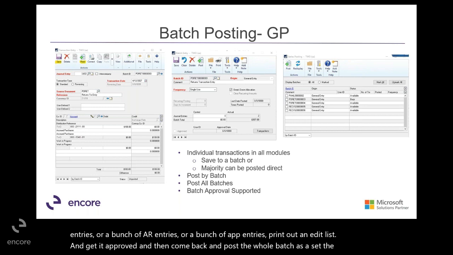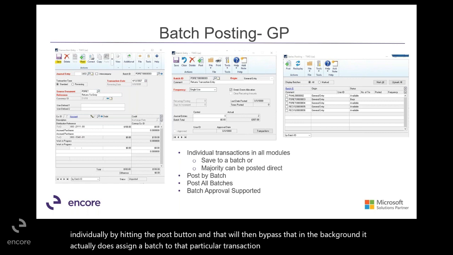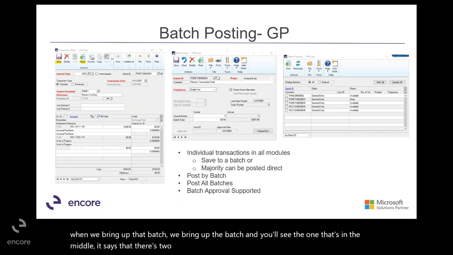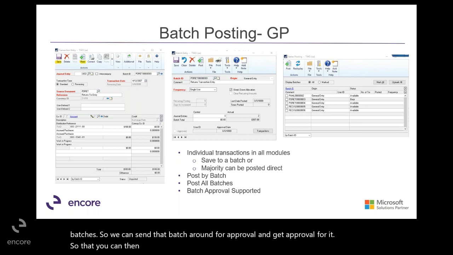We can post individually by hitting the post button, and that will then bypass that. In the background, it actually does assign a batch to that particular transaction. We can also post by batch. So when we bring up that batch, you'll see the one that's in the middle. It says that there's 2 transactions in there. And then we can also approve those batches. So we can send that batch around for approval so that you can hire a temp to do some data entry and then send it to somebody who wants to look at it.